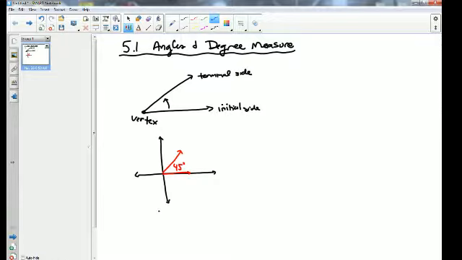What would it be if I went this direction? Yeah, we're negative 45 degrees now, indicating going clockwise. So this would be clockwise. This would be counterclockwise, right?